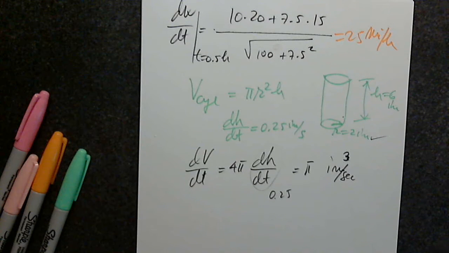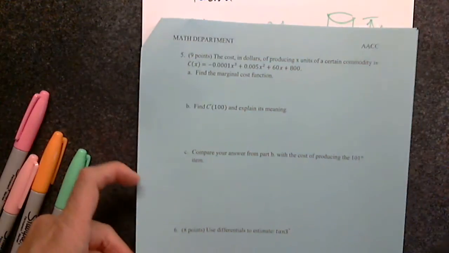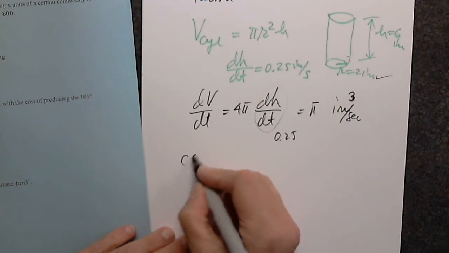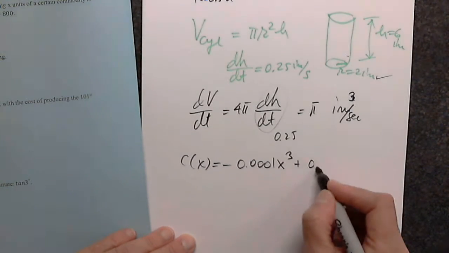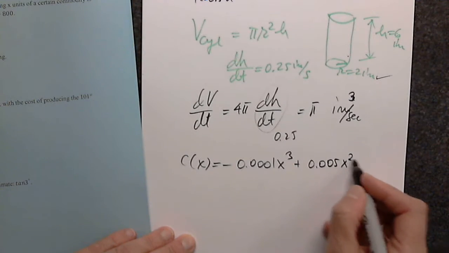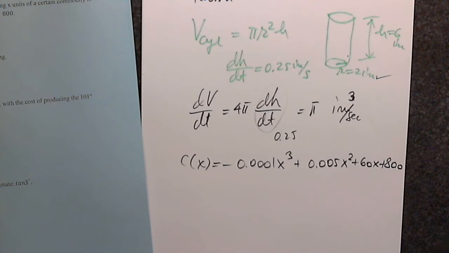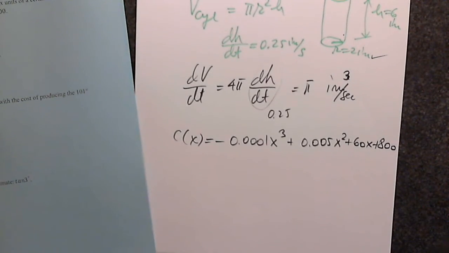Perfect. So now allow me to explain number 5. Any questions on this? Too easy to mention, right? Good. Okay. So let's talk about the cost function. I'm going to copy it. So the cost function c of x equals negative 0.2301 x cubed plus 0.005 x squared plus 60x plus 800.